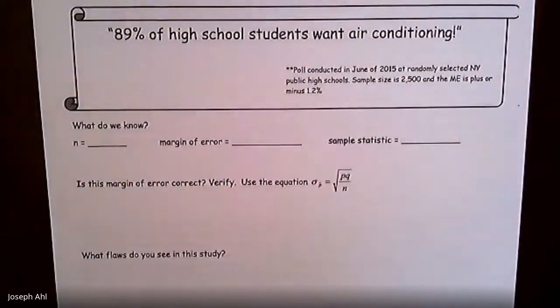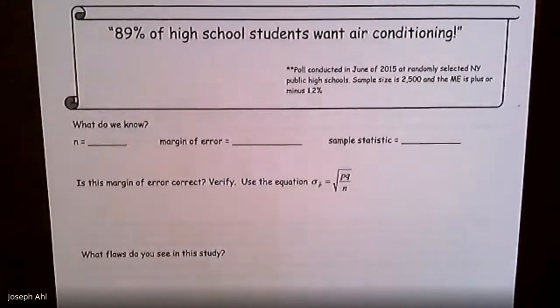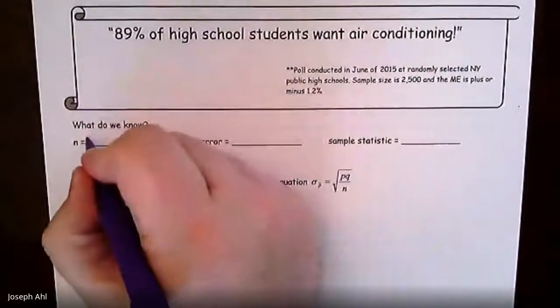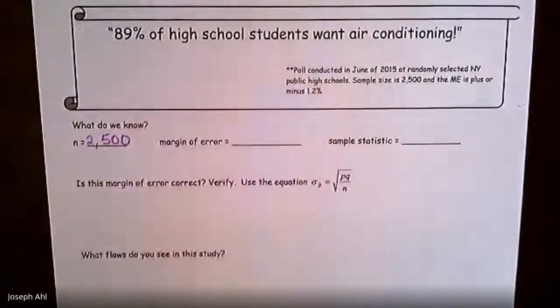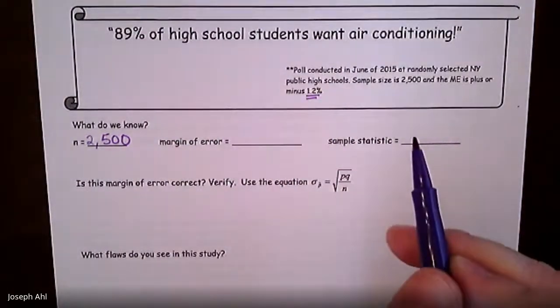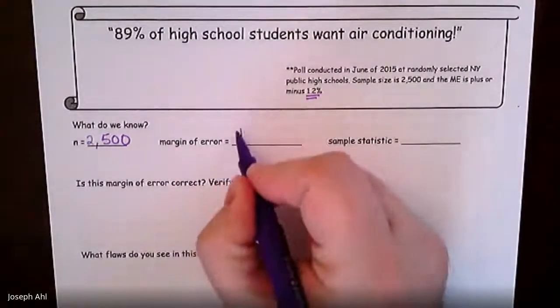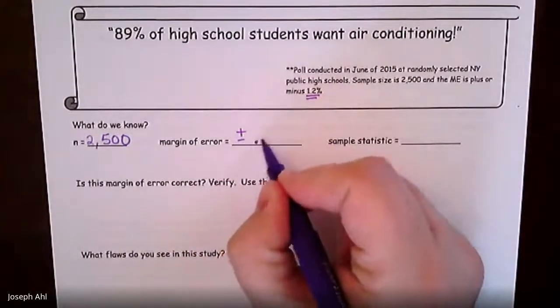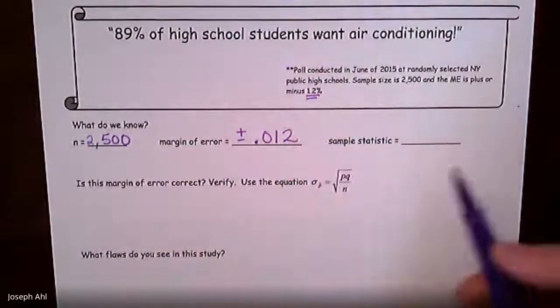So based on that, what do we know so far? We know N, okay? N is the sample size, right? So the sample size is given to us as 2,500 students. The margin of error in this case is given to us in a percent form. So what we might want to do is list that as plus or minus in decimal form. That would be 0.012.